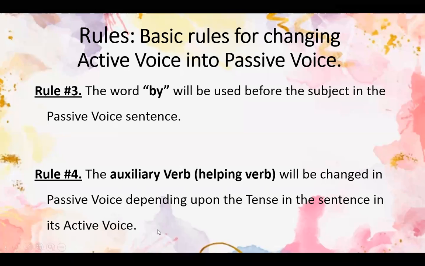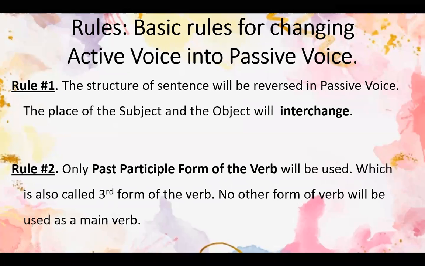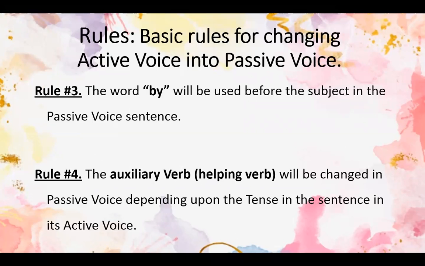Is it clear, everyone? Rule number 1 is to change the place of subject and object. Rule number 2 is to use the past participle form of the verb, meaning the third form of the verb. Rule number 3 is to use by before the subject in the passive voice. And rule number 4 is to use the auxiliary verb or the helping verb according to the tense in the active voice. All right. So these are the 4 rules that you have to keep in mind while making the passive voice. Is it clear, class?